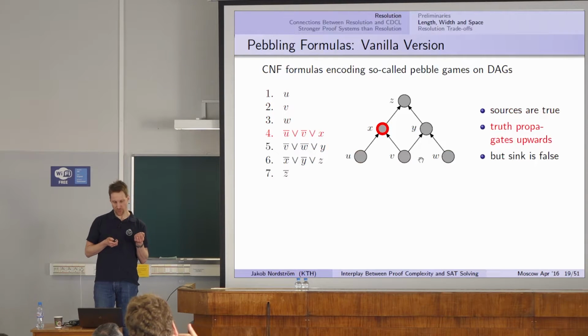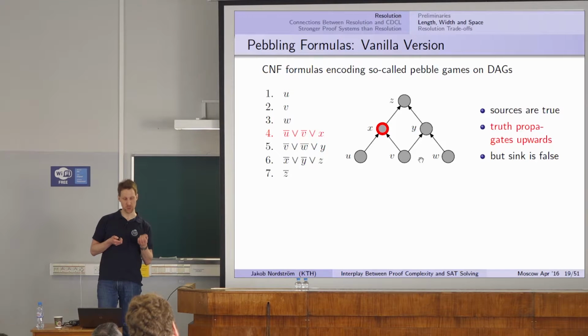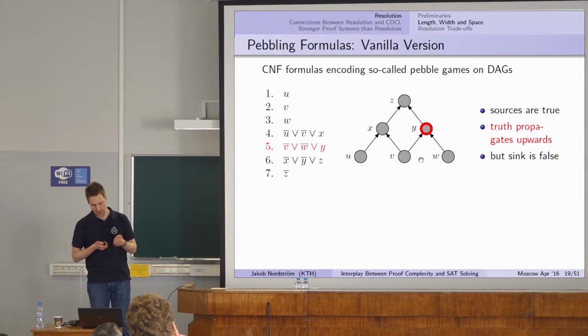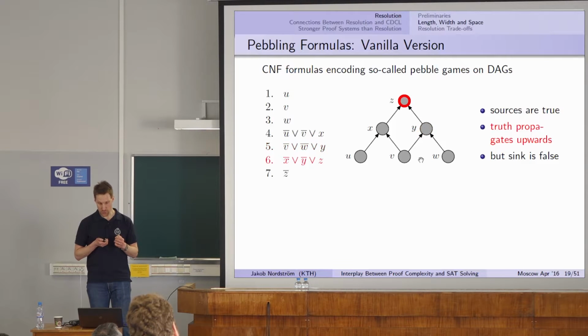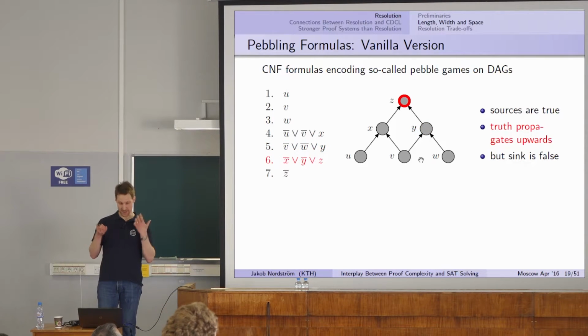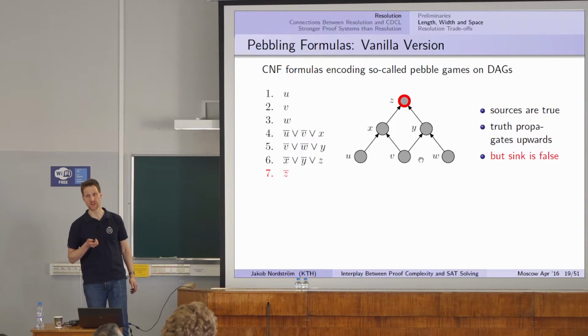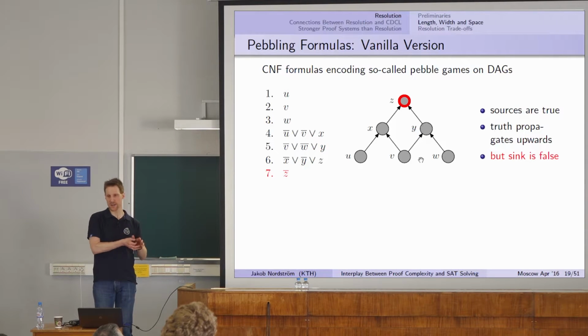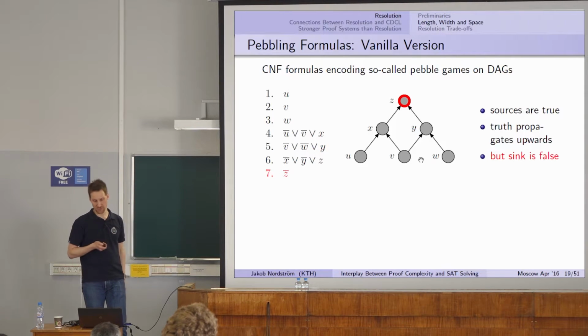So axiom number 4 is just an implication, if you look at it, saying that u and v being true implies that x is true. And then clause number 5 says that v and w being true implies that y is true. And then x and y being true implies that z is true. But then we add a final axiom, a unit axiom, saying that the sink is false. Okay, so again, clearly we have an unsatisfiable formula, and it's clear that you take any DAG which has some properties that you like, you do this construction, and out pops the CNF formula.